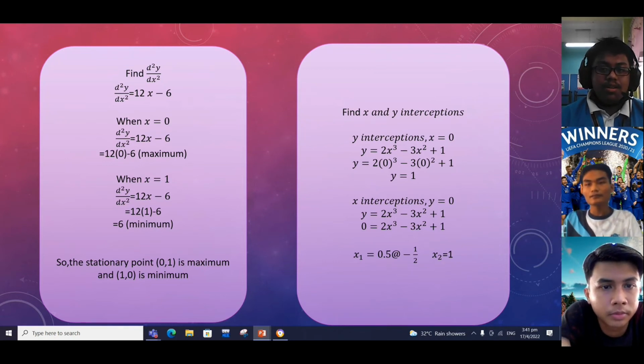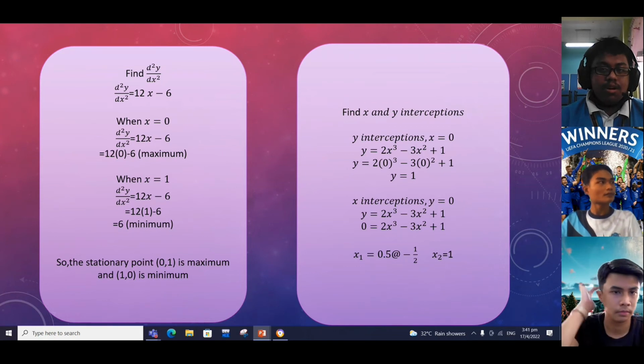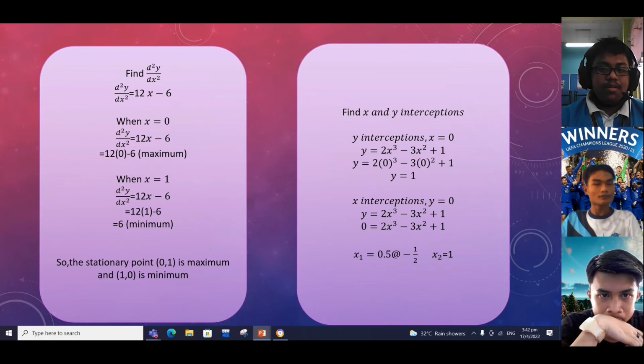Find the x and y intercepts. For the y intercept, x is 0. y is the same as 2x to the power of 3 minus 3x to the power of 2 plus 1. y is the same as 2 multiplied by 0 to the power of 3 minus 3 multiplied by 0 to the power of 2 plus 1. y is the same as 1.